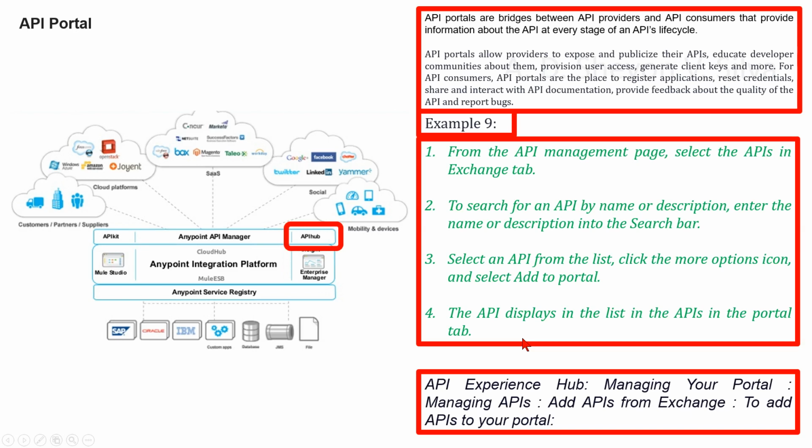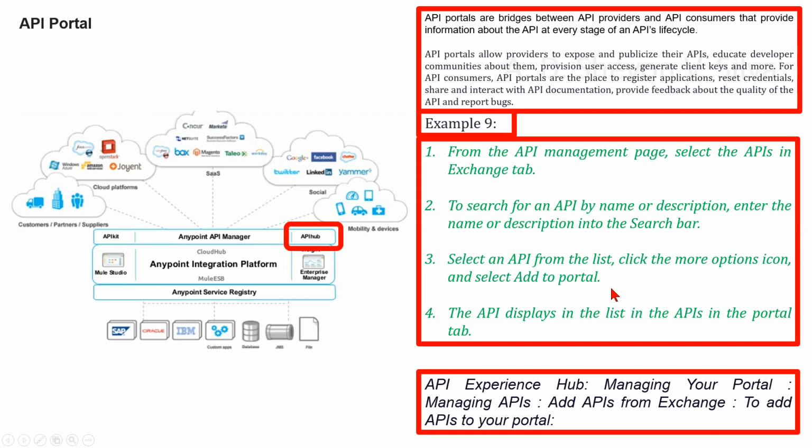When adding APIs to the portal, default visibility is administrator only. You can change the visibility to include members or everyone. To add APIs to your portal, from the API management page, select APIs in Exchange Hub. To search for an API by name or description, enter the name or description into the search bar.